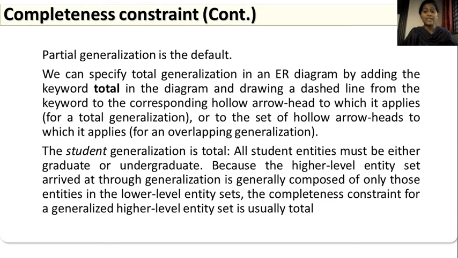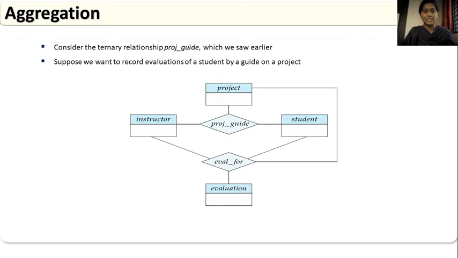The completeness constraint for a generalized higher level entity is usually total, but by default what will it be? It is a partial generalization.